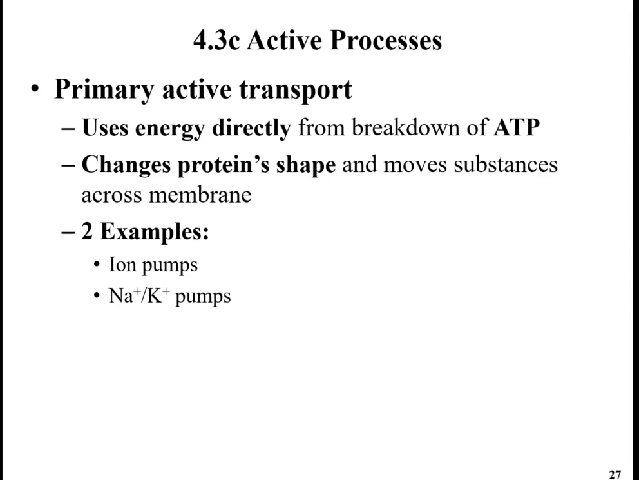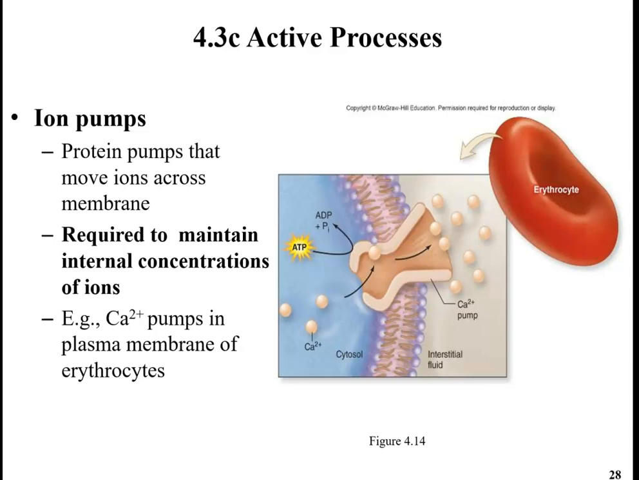Primary active transport uses energy directly from the breakdown of ATP, and this changes the protein shape and moves substances across the membrane. Two examples to be familiar with are the ion pumps and then specifically sodium-potassium pumps. Ion pumps are protein pumps that move ions across the membrane. They are required to maintain internal concentrations of ions. For example, there are calcium pumps in the plasma membrane of erythrocytes that pump calcium out of the cell into the interstitial fluid.